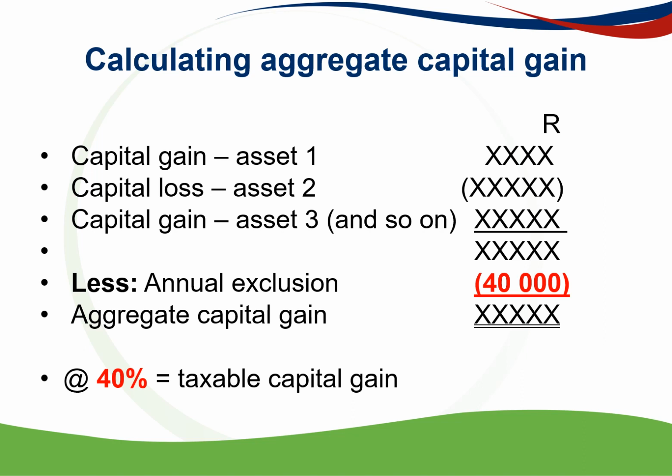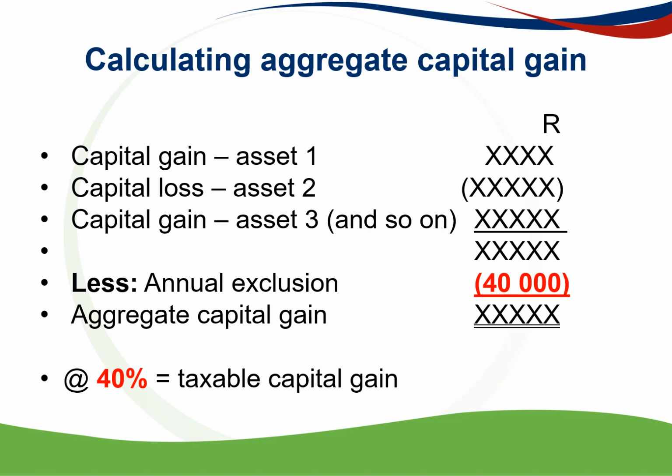Calculating the aggregate capital gain. The capital gain and losses of all assets that were disposed of during the year of assessment must be calculated and added together. So for capital asset 1, there's a gain and a capital loss for asset 2, and again a capital gain for asset 3. You add them together, and from there you will deduct your annual exclusion of 40,000 Rand for individuals, and that gives you your aggregate capital gain.